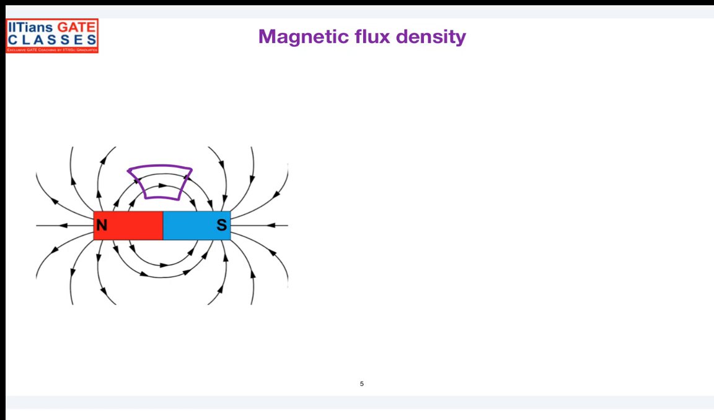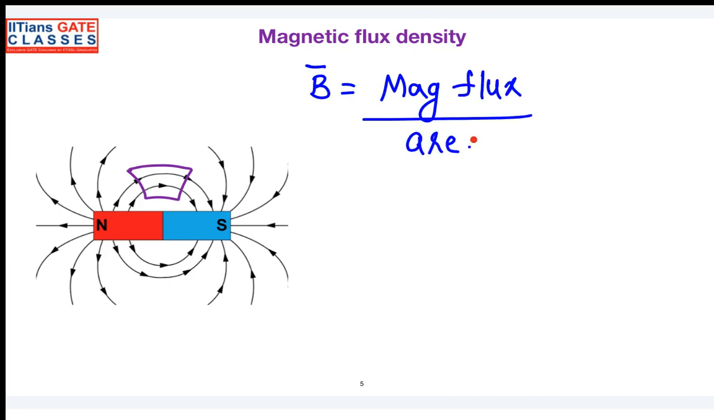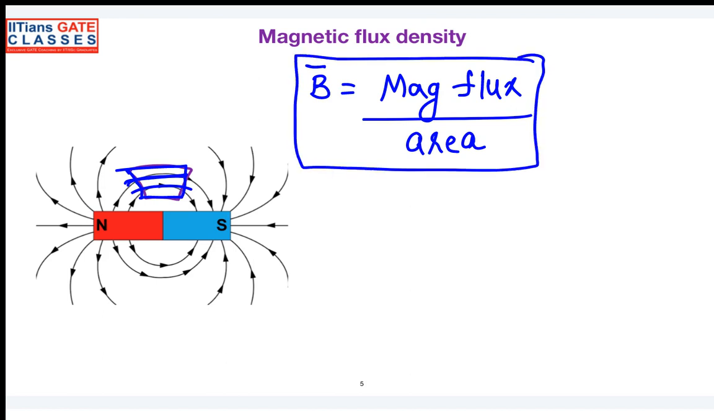Mathematically, the symbol for the magnetic flux density is B. So I can say the magnetic flux density is the magnetic flux passing through a given area. You consider a small surface, and how much magnetic flux is passing through this surface is a measure of the magnetic flux density. So can you tell me the units of this? What is the unit of magnetic flux density?